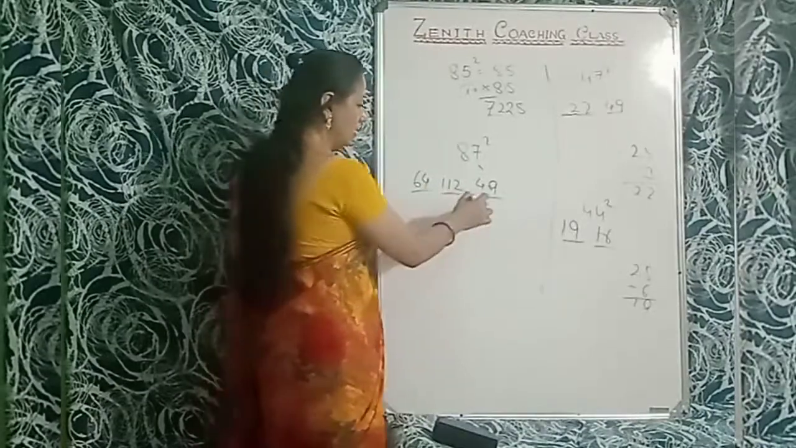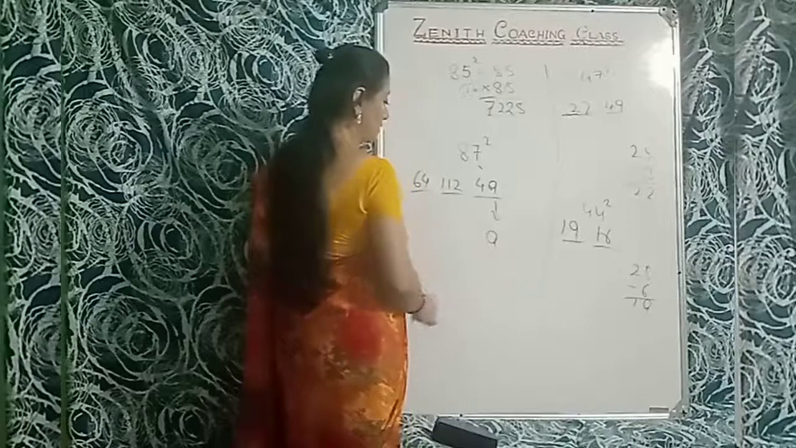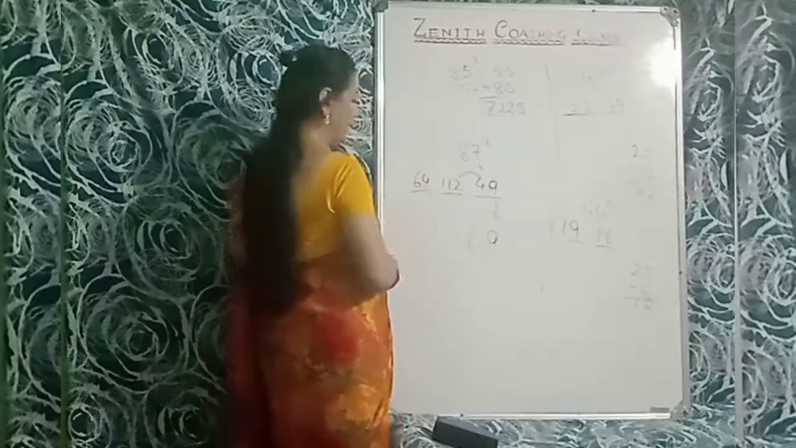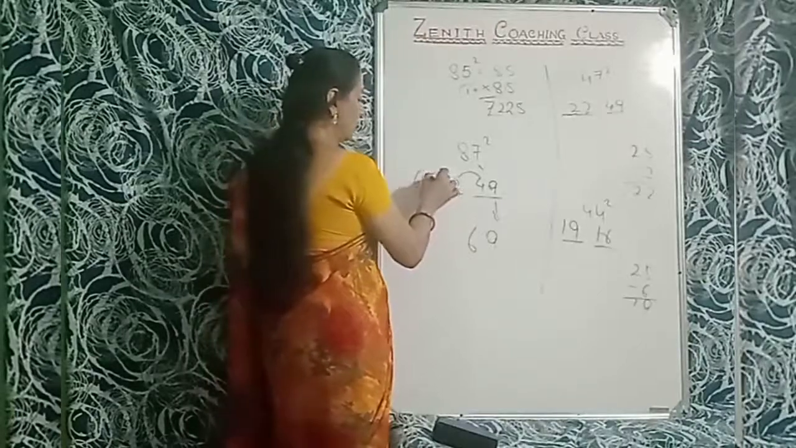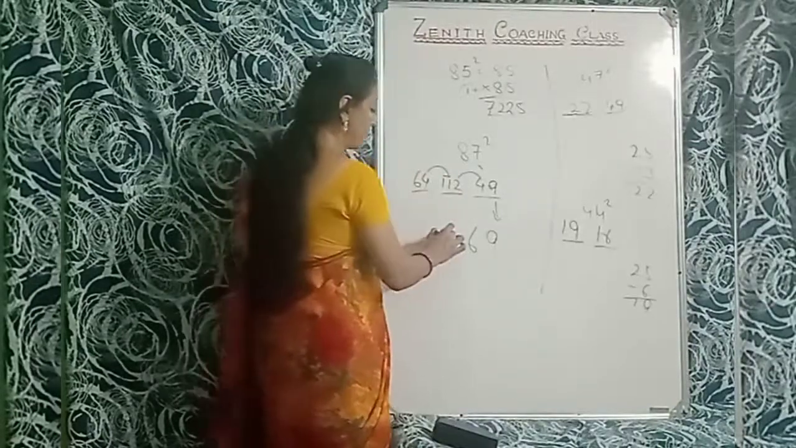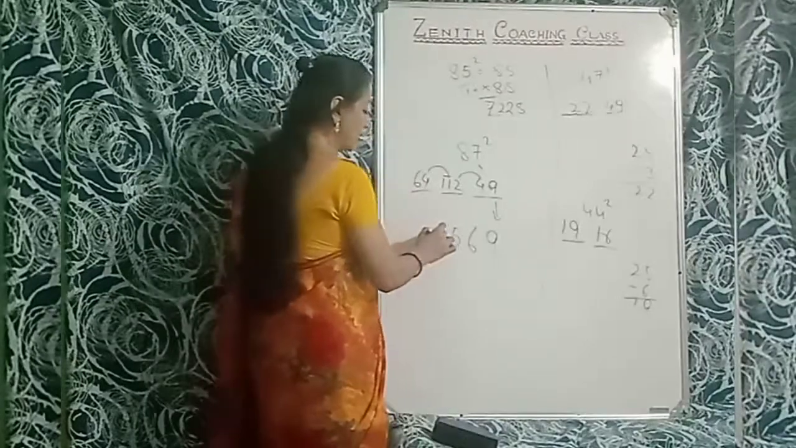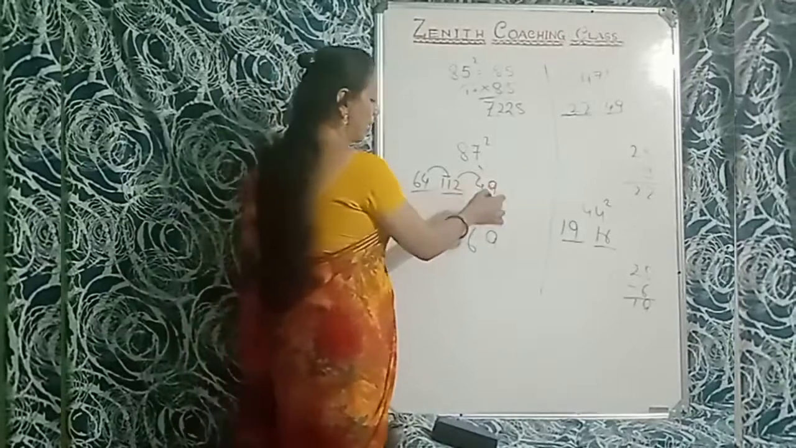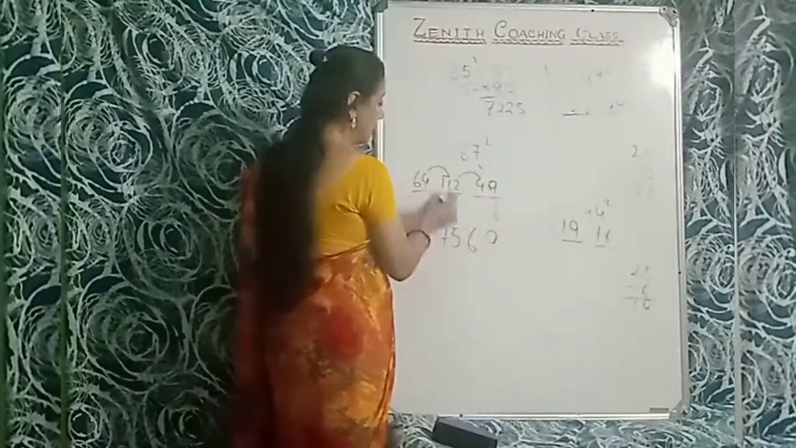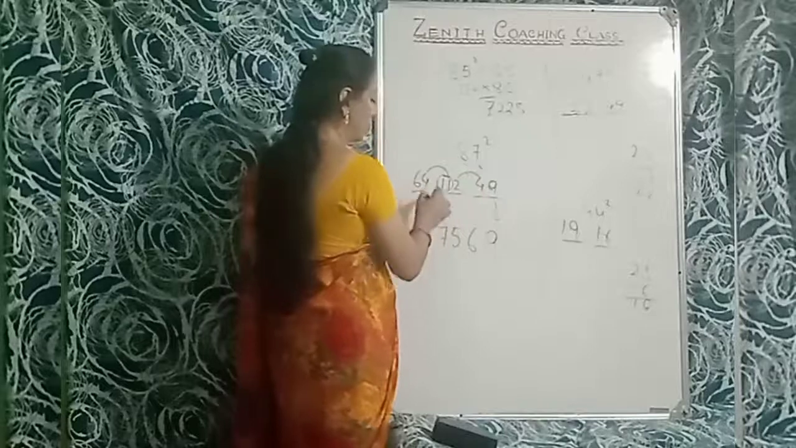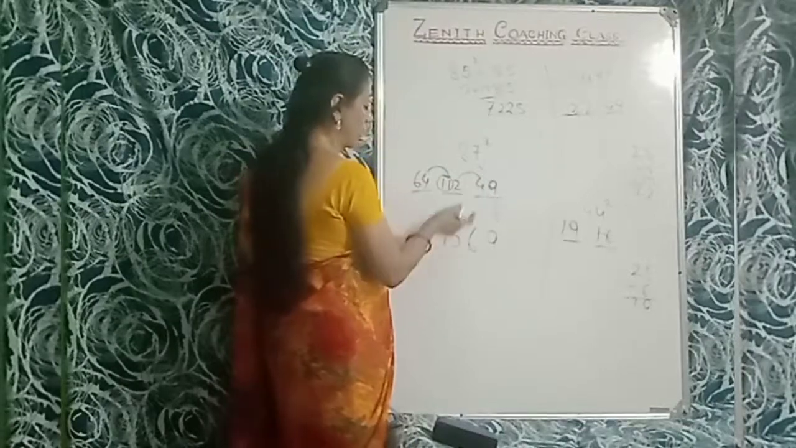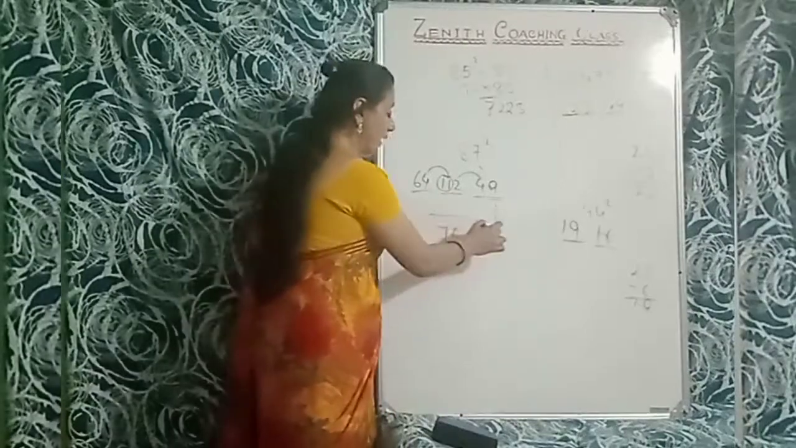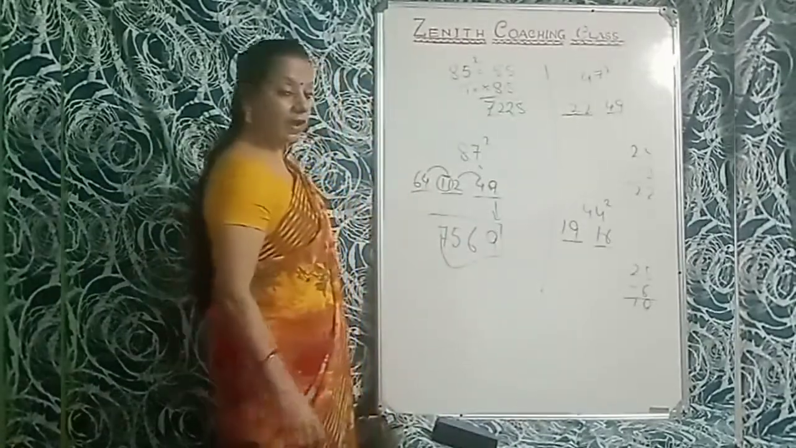So here you will write 9. Okay. Now 4 plus 2, 6. Then you will take total 11. 11 plus 4, 15. 15, that is 5, 1 carried. 6 plus 1, 7. So the square of 87 is 7569.